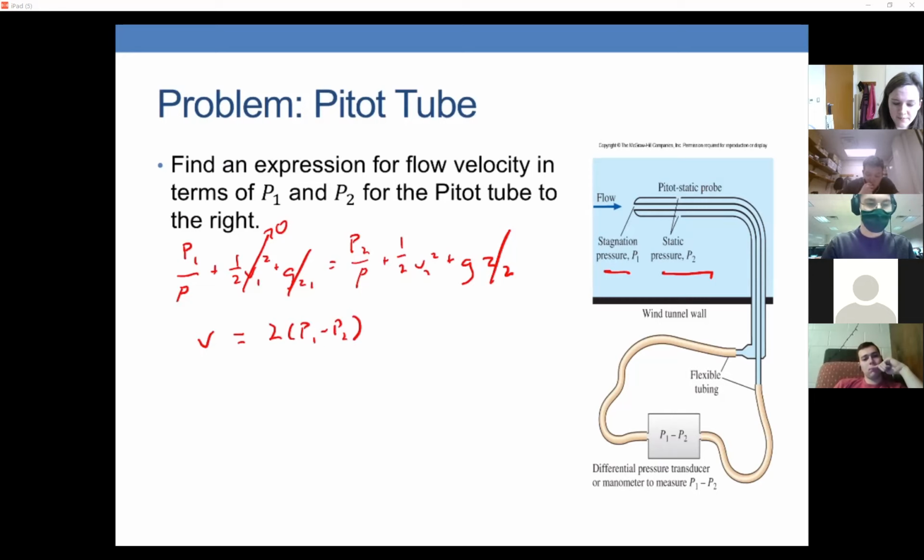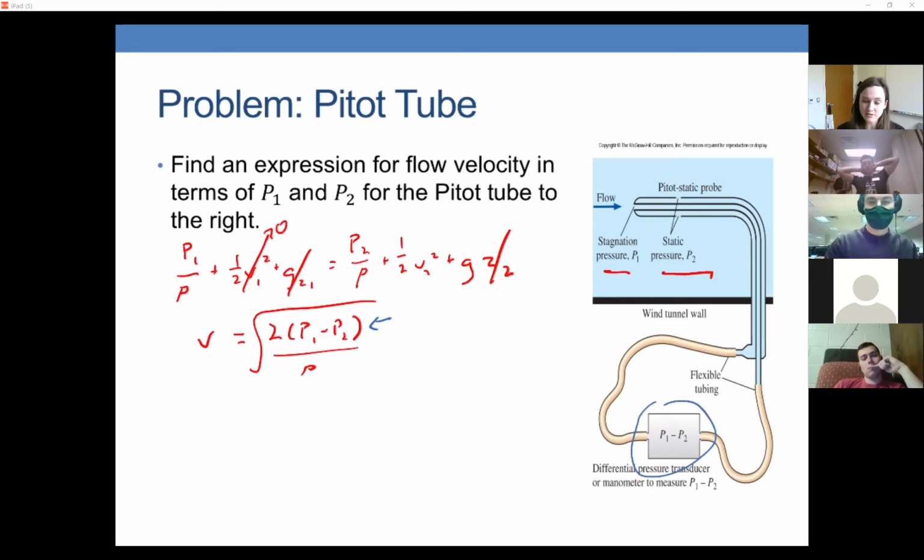Divide by rho. And then there's the square root of all of that. Something that's nice about this is that all we care about is the difference between P1 and P2. We don't necessarily need to know what P1 or P2 is. That is good because it is easy to measure the difference. What this pressure transducer actually does is measure the difference between those two pressures. It doesn't measure each one separately. So we can use this transducer, get a difference in pressure, and turn it into a velocity. And that's how Pitot tubes work.